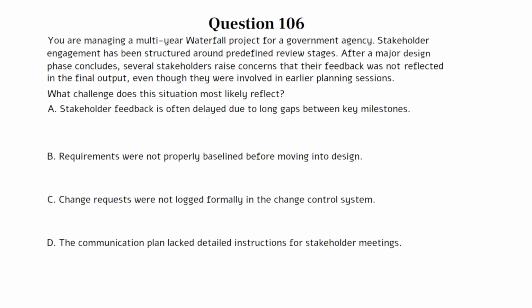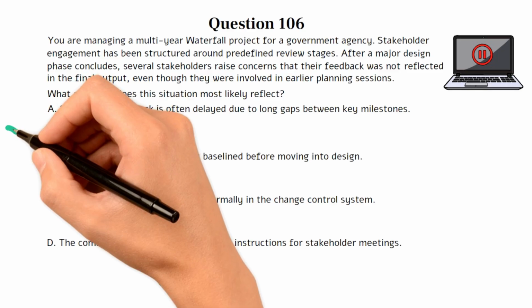A. Stakeholder feedback is often delayed due to long gaps between key milestones. B. Requirements were not properly baselined before moving into design. C. Change requests were not logged formally in the change control system. D. The communication plan lacked detailed instructions for stakeholder meetings. You can pause the video here if you need more time to work on the question. The correct answer is A.